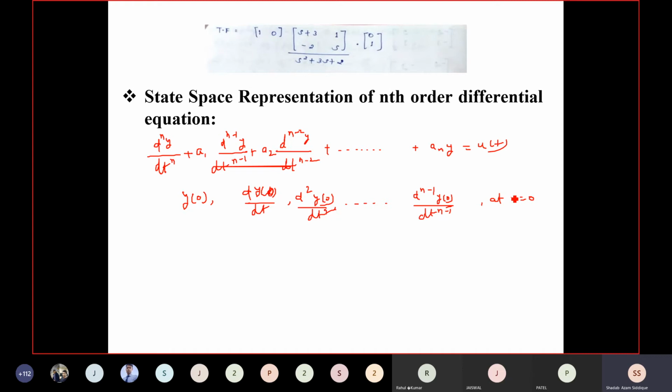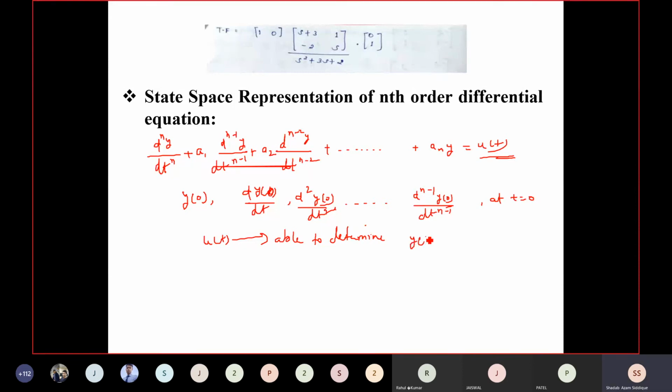Now the dynamic behavior of the system is completely determined from the knowledge of the input. So we have the input given as u of t, and we will be able to find y dot of t, y double dot of t, y triple dot of t, and y to the power n minus 1 of t. For the given input, we will be able to determine these.